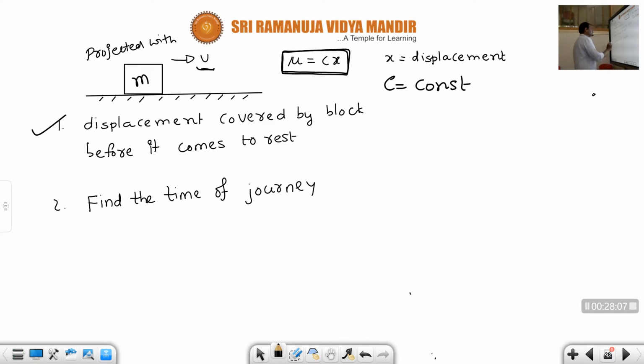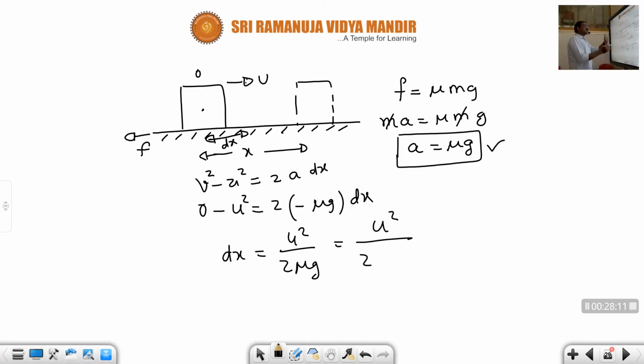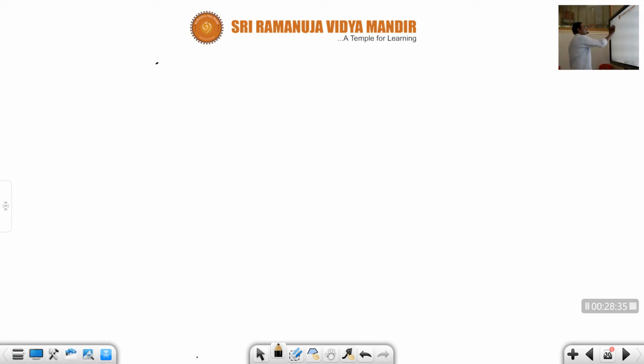I have told you the mu value is equal to c into x, where c is a constant. As x increases, the mu value increases. Therefore 2 into c into x g. And hence you can take in this form x dx is equal to u square by 2cg. Then you can do integration on both sides.